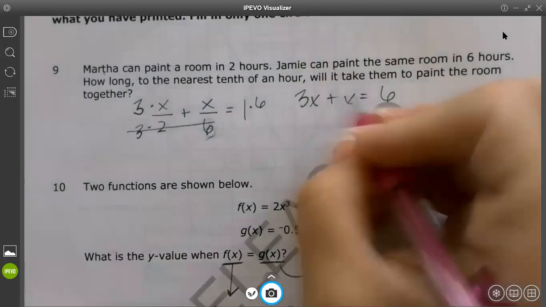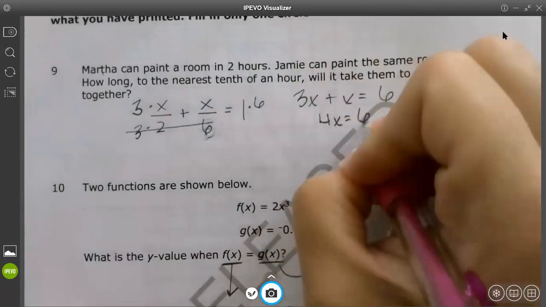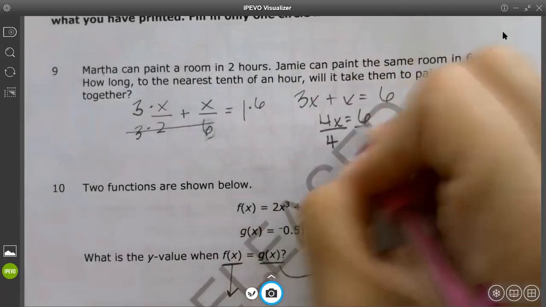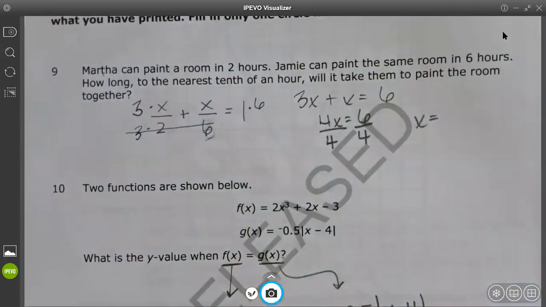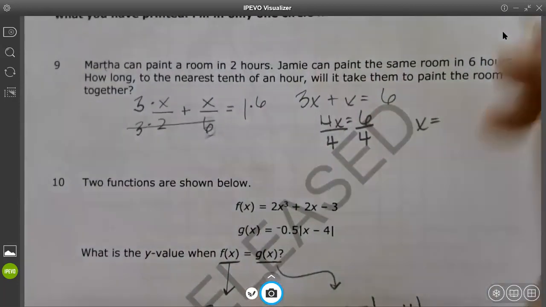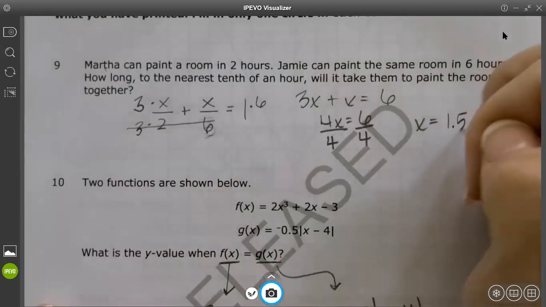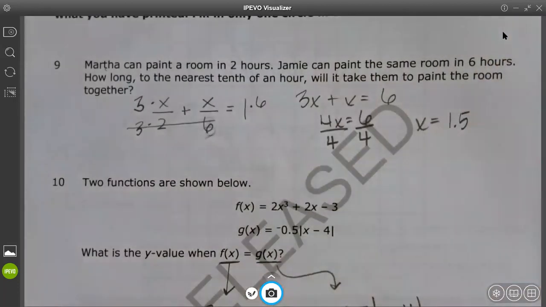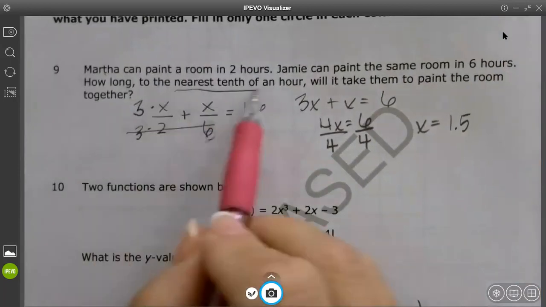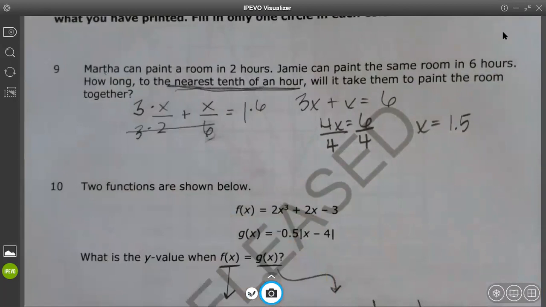3x plus x is 4x, and then divide by 4. And you can reduce it to 3/2 or 1.5. So together it will take them 1.5. And here, watch these, because this is a fill-in. It said the nearest 10th of an hour, so they definitely want it in decimals. Okay, so don't put it in a fraction. Make sure you put it in decimals. If they don't specify, you can use any of them. Okay. Any questions on this first part?